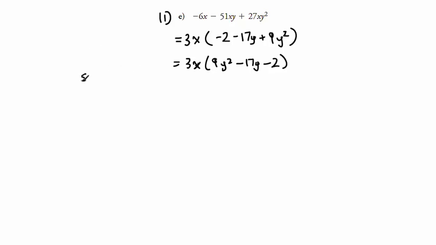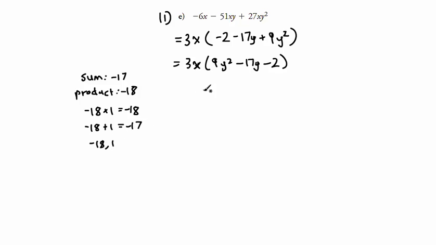So, we need two numbers whose sum is minus 17, and whose product is 9 times minus 2, which is minus 18. Well, we know that minus 18 times 1 is minus 18, and minus 18 plus 1 is minus 17. So the two numbers are therefore minus 18 and 1. So when we do that, we break the middle term up. Minus 18y minus y minus 2.